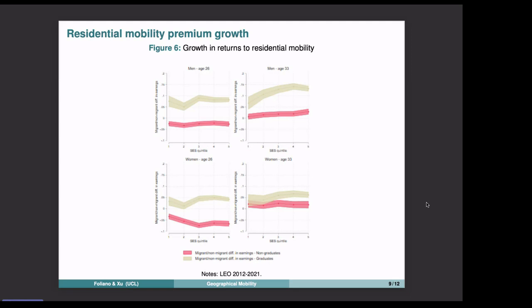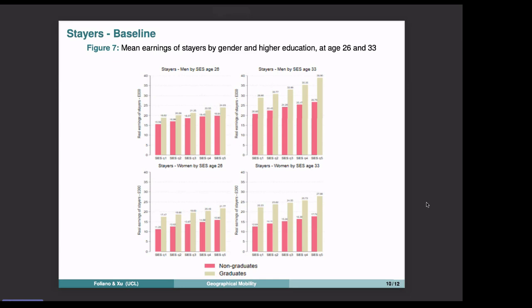Whereas there seems to be no gradient at age 26 for men, we observe a clear SES gradient by age 33. So by age 33, there is a very clear difference between individuals with high SES and individuals with low SES in terms of migration premium. This is to say that this difference in the migration premium might actually exacerbate the differences that we already observe in terms of the baseline in earnings between low SES and high SES, which is represented by individuals who don't move.